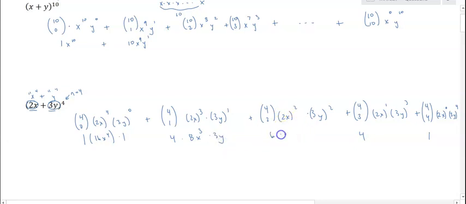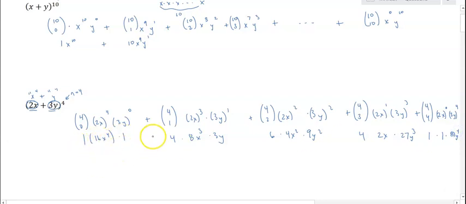Out of this one, we'll get times 4x squared times 9y squared. Here we'll just get 2x, and 3 times 3 is 9 times 3 is 27y cubed. And then here we'll get times 1 times 3 to the 4th power, which comes out to 81. So we'll get 81y to the 4th power. All right, seems like a mess, but now we can just combine things.